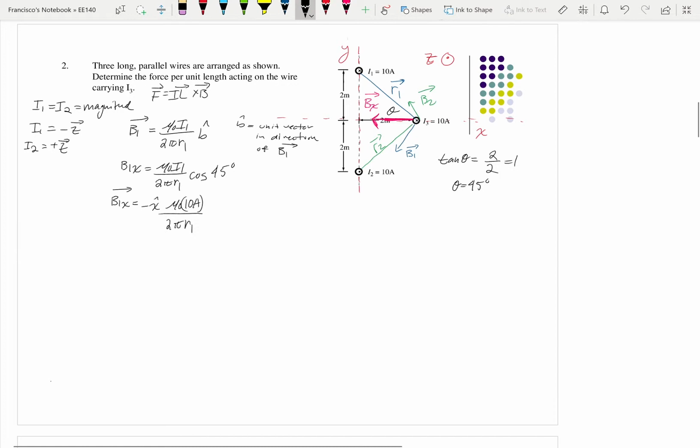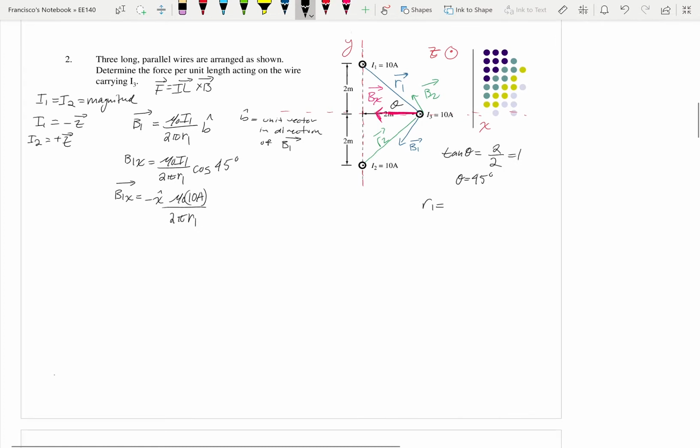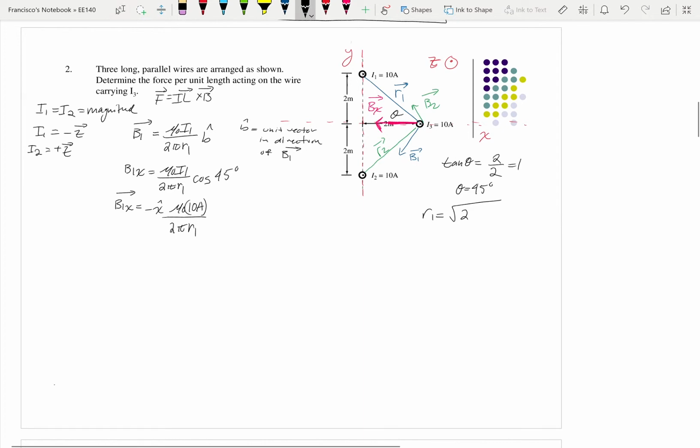Okay, let's find R1. So R1 is going to equal the square root of 2 squared plus 2 squared, which is going to give us square root of 8. Okay, so substitute that in. And cosine of 45. Therefore, this equals negative x hat 5 mu naught over 4 pi. Okay, so that's the magnetic field acting on the wire carrying I3 due to I1.